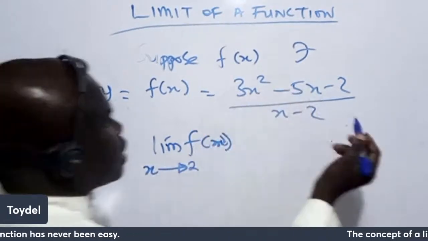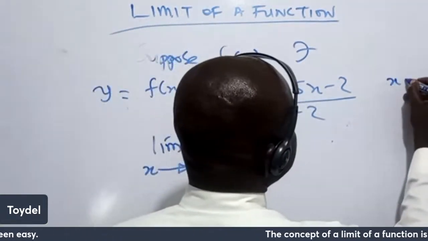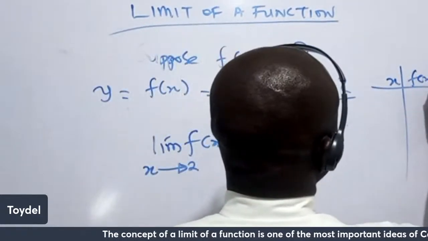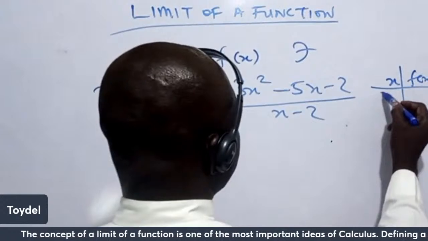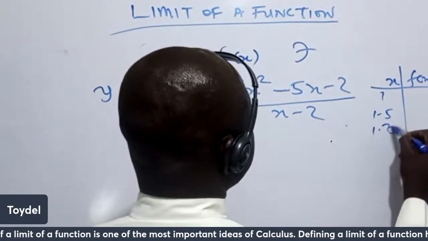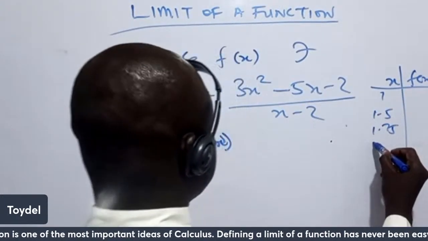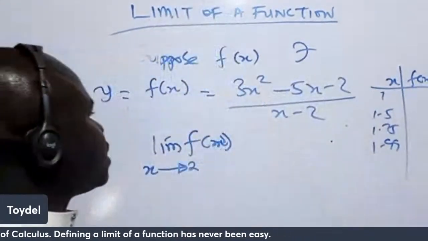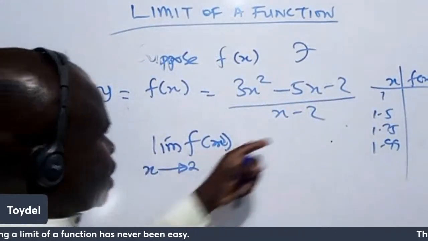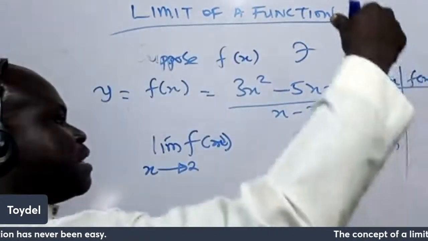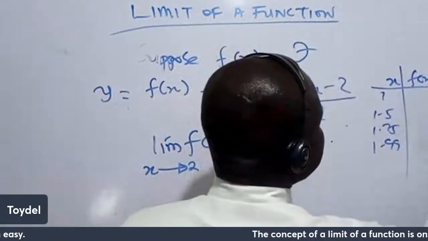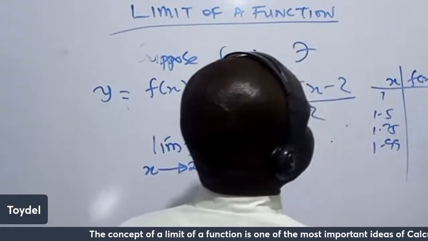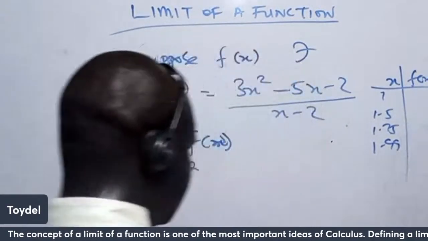Of course, we can generate a table of x and f of x. So we test for when x is equal to 1, maybe 1.5, 1.75, and we can test for 1.999. We do that. Then we can also generate a table in descending order. That is when we have x and f of x, x will start from 3, say 2.5.